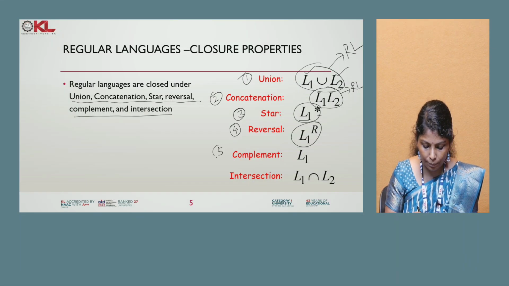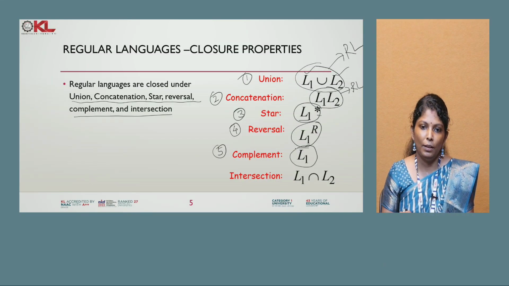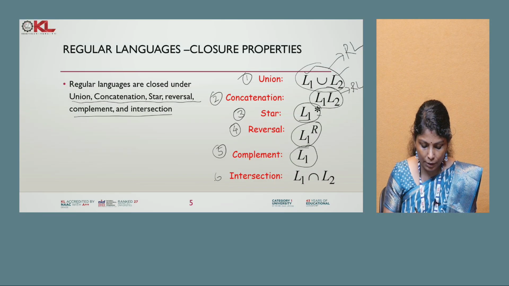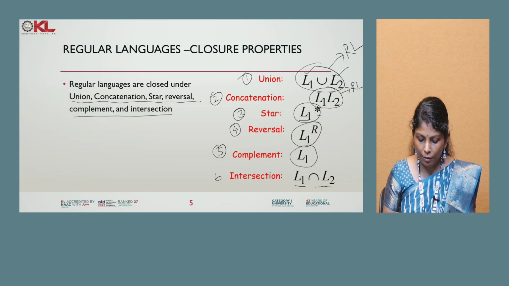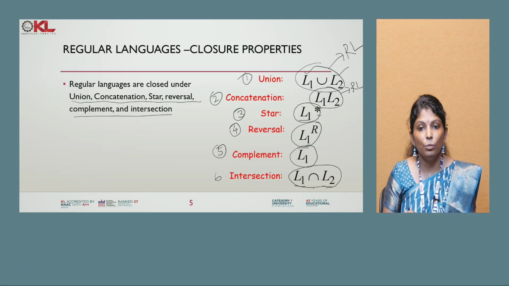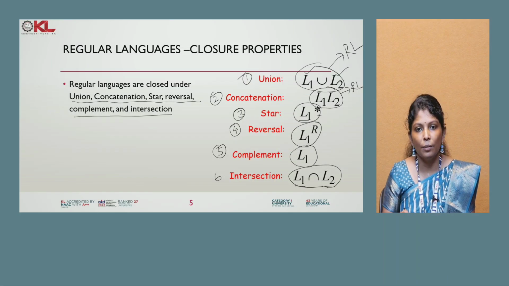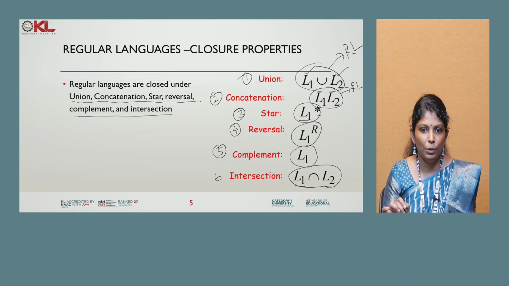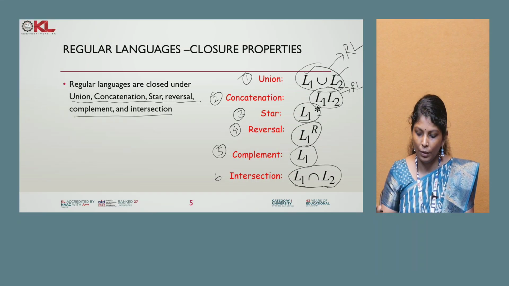Then complement. If L1 is a regular language, then L1 complement will be a regular language. And intersection, if L1 and L2 are two regular languages, and when we take the intersection of these two, it will give you another regular language. That is why we say that regular languages are closed under these six operations, that is union, concatenation, star, reversal, complement and intersection.